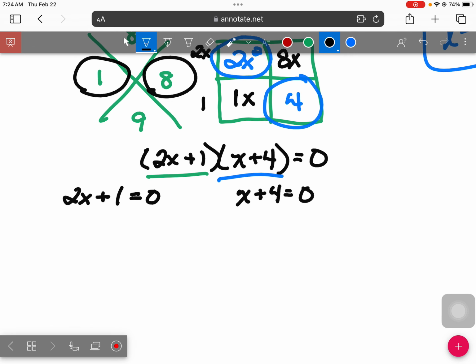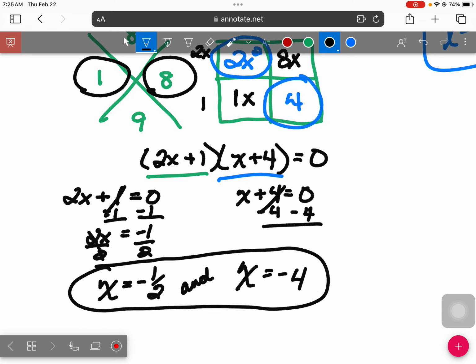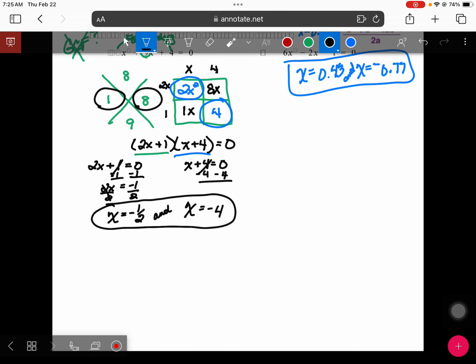Yeah, okay. So let's subtract 1, subtract 1. I'm trying to get the x by itself. Divide by 2, divide by 2. X is equal to negative 1/2. And subtract 4, subtract 4. X is equal to negative 4. And what do we call these? These are my roots, my zeros, my x-intercepts, my solutions. So they would be a parabola that would cross the x-axis at negative 1/2 and negative 4.